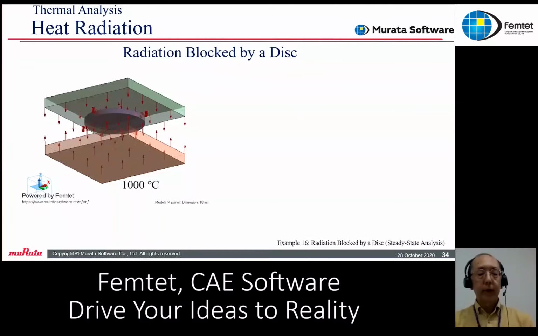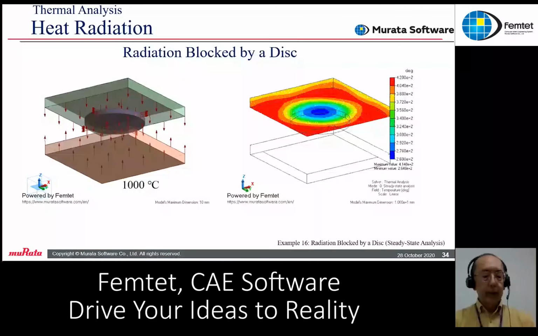Now, the heat radiation. The analysis model consists of two plates and a disk in between. At the bottom of the lower plate, the temperature boundary condition of 1000 degrees is set. The arrows between the two plates indicate the body-to-body radiation. The analysis results show there is an area with a lower temperature due to the blocking by the disk between the two plates.